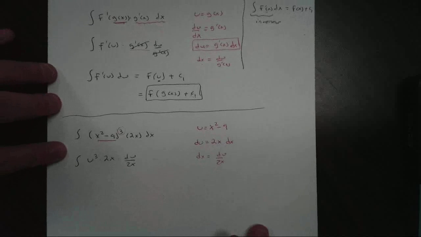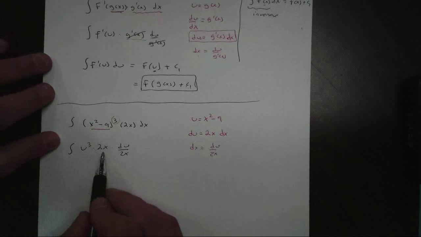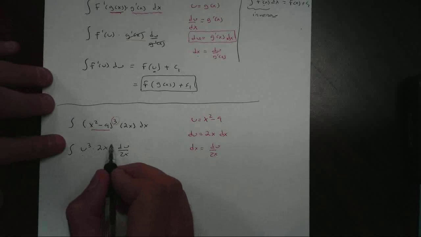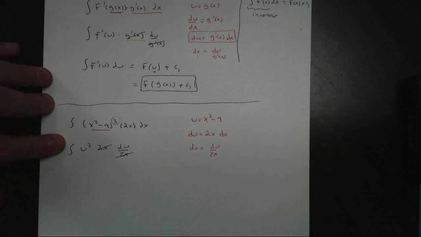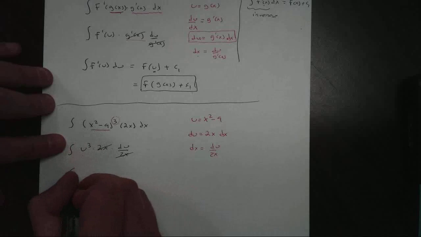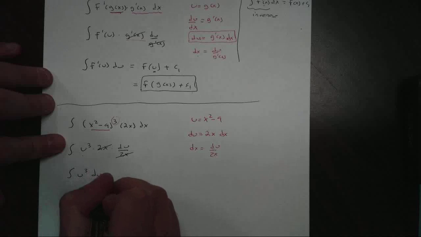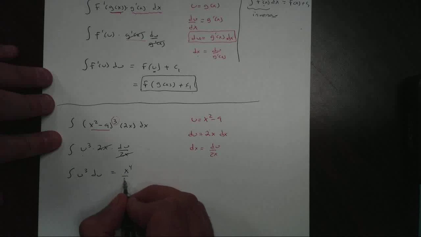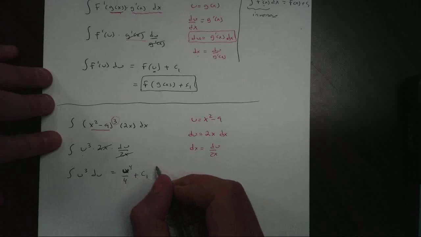Now, remember, you don't want to have u and x in the same problem. That becomes a problem for us. But luckily, when I do u substitution correctly, those variables cancel, and what we're left with is just the antiderivative of u cubed du. And I know this. This becomes u to the fourth over 4 plus c1.